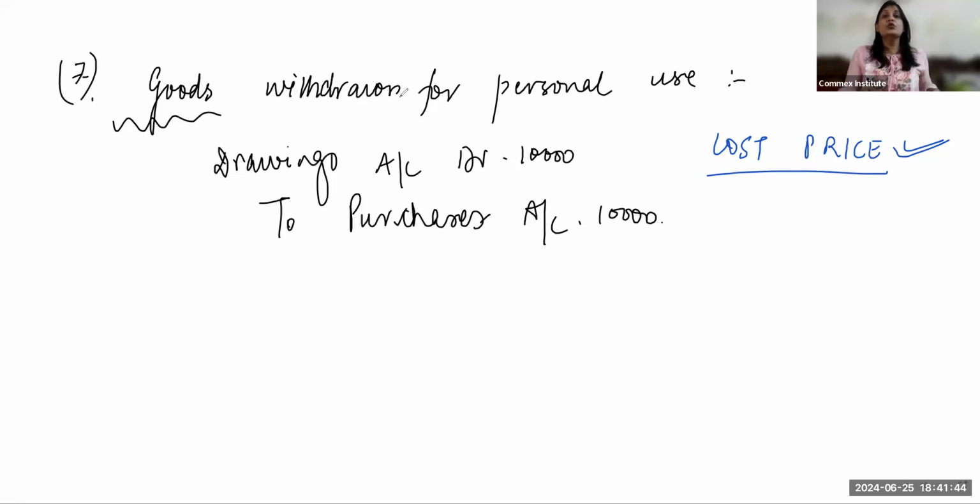Suppose the goods are used for construction of own assets. Just put 8.